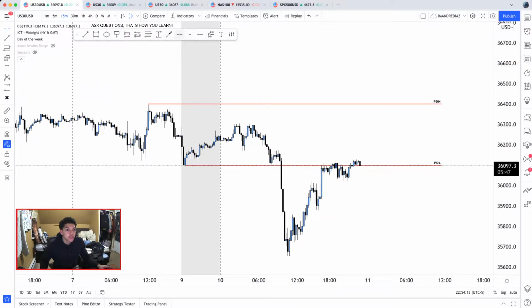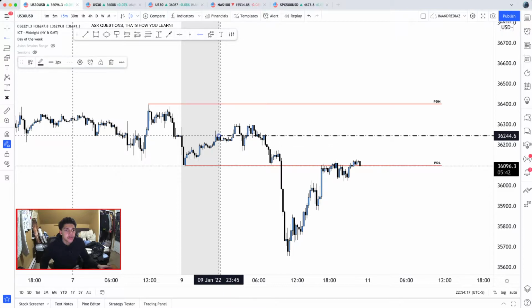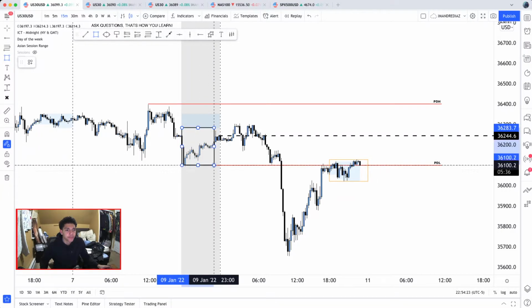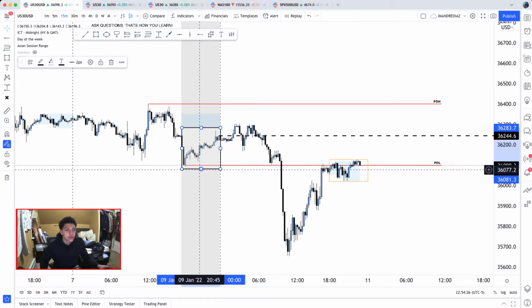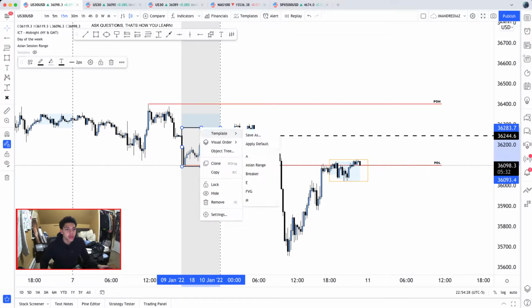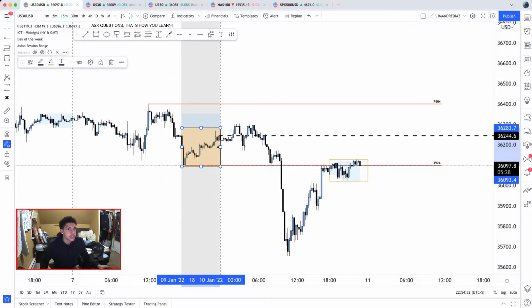Next thing I'm going to do is mark up the 12 a.m. open, which is right here. Then I'm also going to mark up the Asian range, which is going to be right here. So once we have this Asian session, we're going to make it orange. Going to take the indicator off.